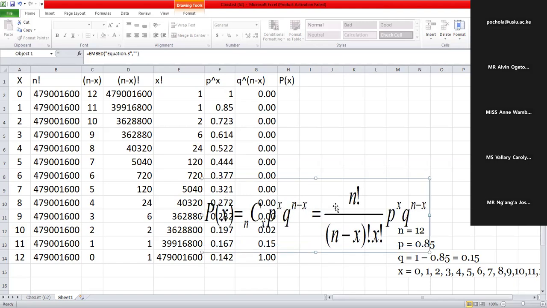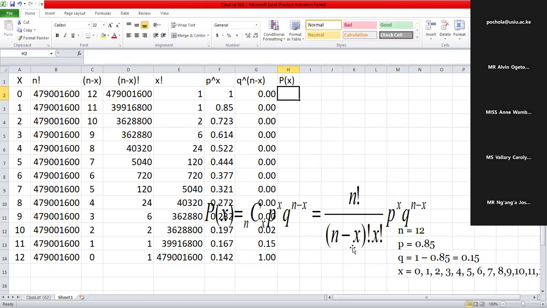So what am I saying here in short? I'm going to multiply, when x is equal to 0, the n factorial column. Because I'm using Excel, I put a bracket here. The n factorial column is this one, times the p power x column. Where's the p power x column? Times this one, times q power n minus x. Where is that? This one.